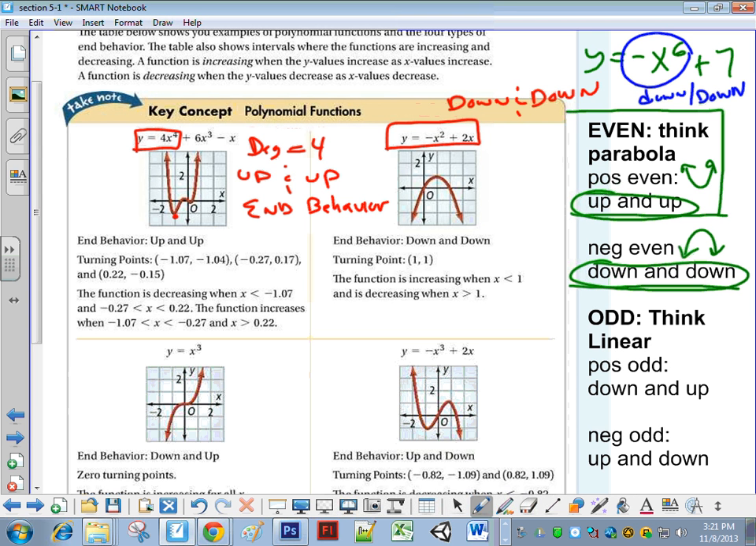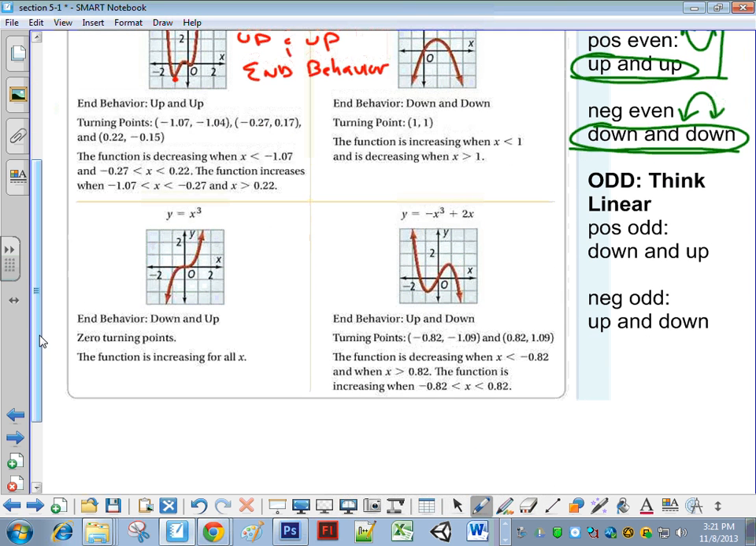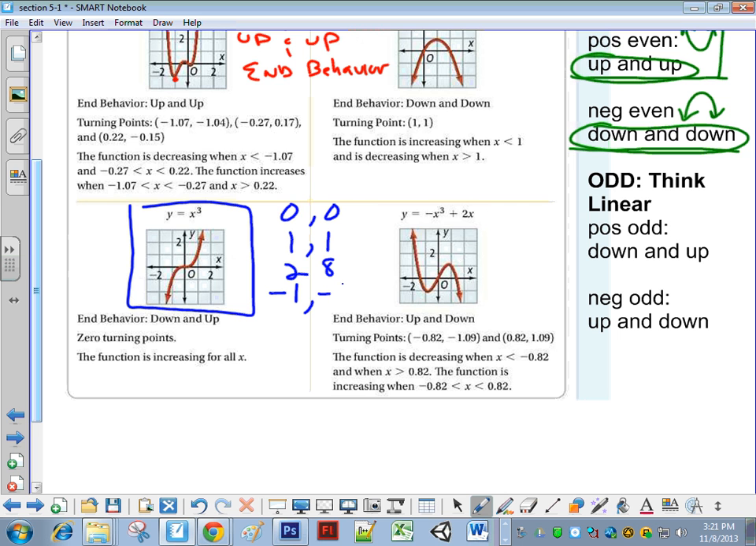Now let's talk about the odd groups. Over here is an example of what's called a cubic function. This is the y equals x cubed function. Now it's got an unusual look to it. If I did a little table, it would look like this. 0 times 0 times 0 is 0. 1 to the 3rd power is 1. 2 to the 3rd power is 8. Now if I go negative, negative 1 to the 3rd power is negative 1 times negative 1 times negative 1, so it's negative 1. Negative 2 gives you negative 8.